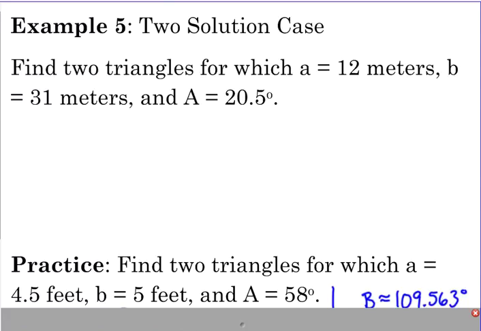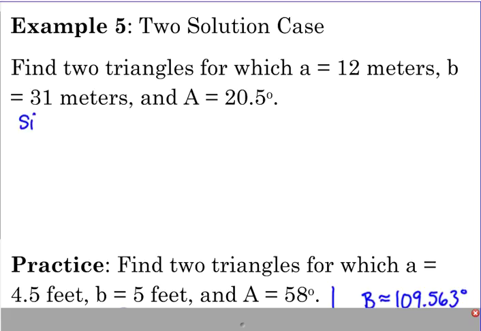Okay, so this example is going to be similar to the previous one, but this is the case where we can actually end up with two different triangles. So let's set this up. We know that side A is 12, side B is 31, and angle A is 20.5 degrees.